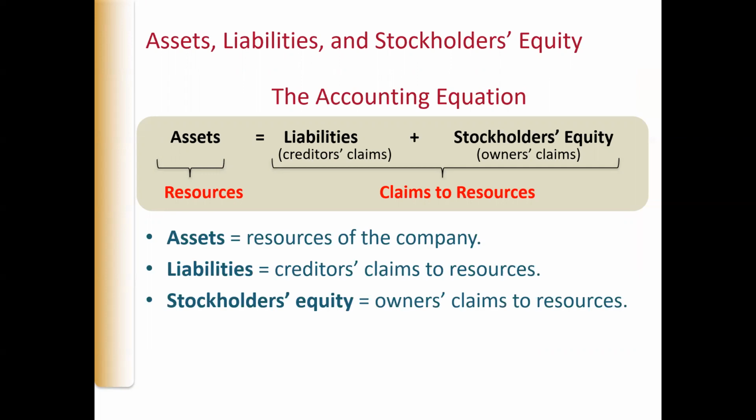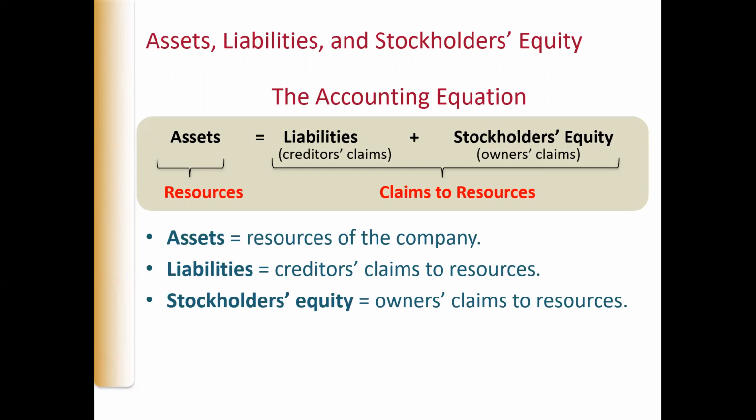says that assets, which we call resources of a company, will always equal liabilities plus stockholders' equity. So the resources of a company will always equal the creditors' claims to the resources, which are liabilities, or stockholders' equity, the owners' claims to the resources.